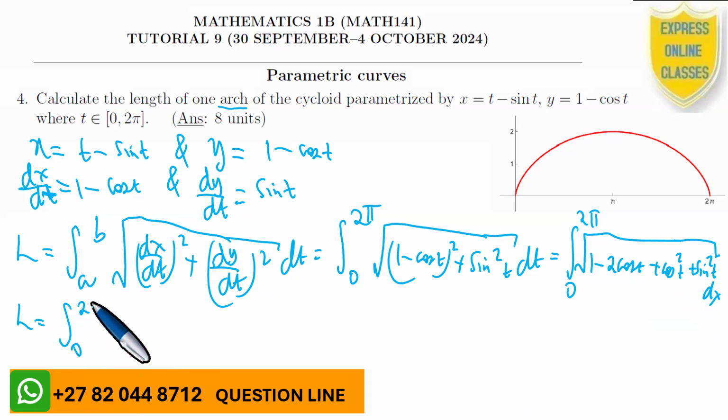So you still have 0 to 2 pi, then you have the square root of. Now, you have cosine squared t plus sine squared t is 1. Because sine squared t plus cosine squared t is 1, 1 plus 1 gives us 2.